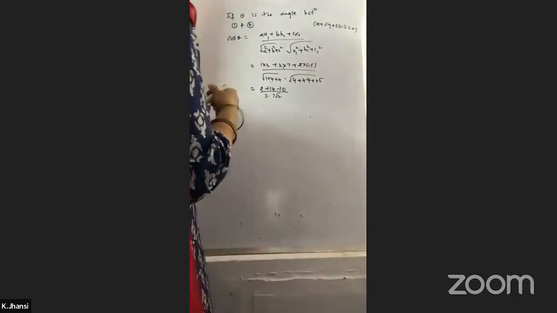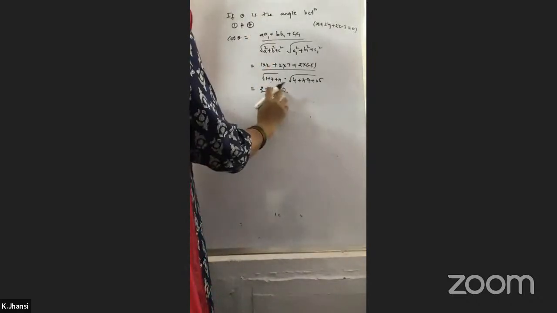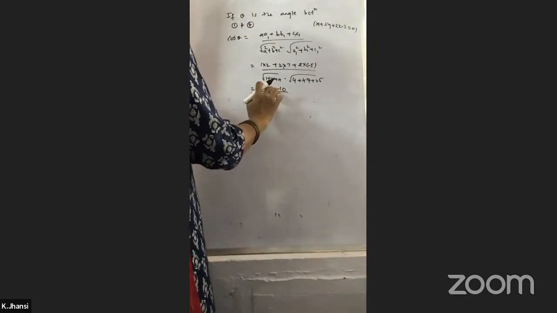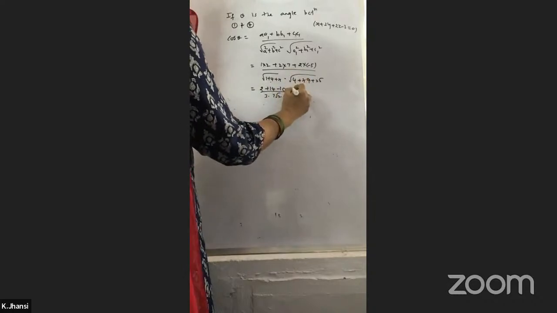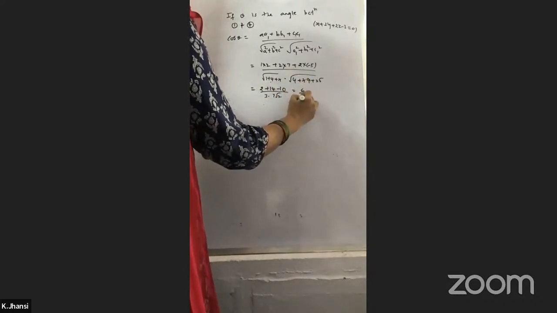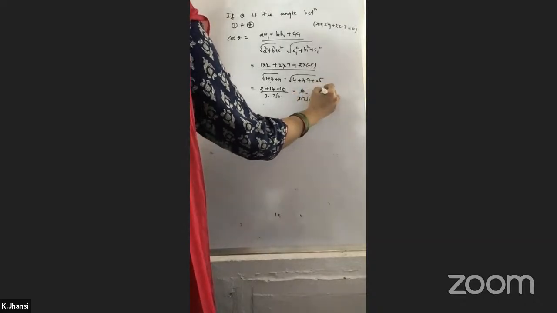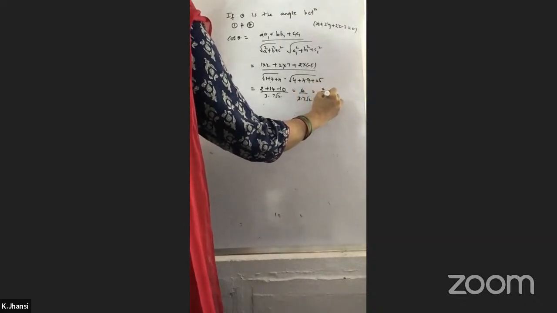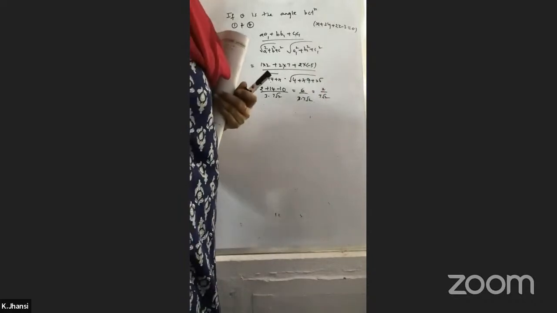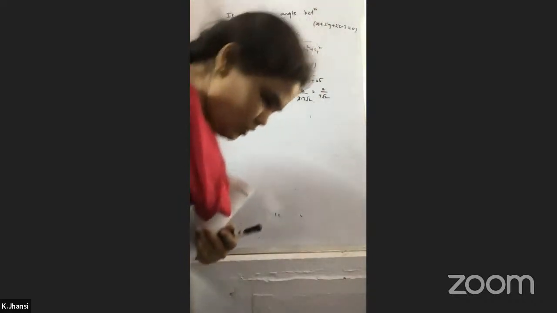So in the numerator, 10 and this you will take, you will remain 4. 4 plus 2 is 6. 6 by 3 into 7 root 2. So this 2 times it will go, that is 2 by 7 root 2. Okay. So this is our cos theta value.